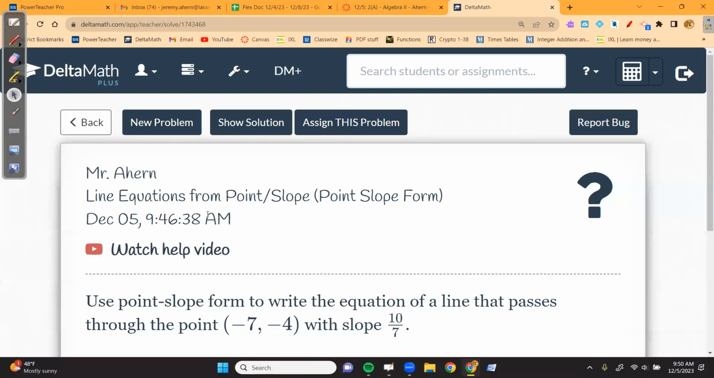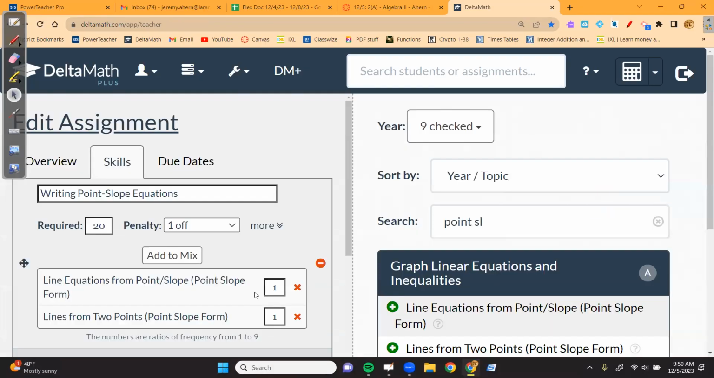All right. So when you get to your assignment, you'll have two types of problems. It won't take you long at all. It's just trying to get our minds back in the groove of writing equations from points and slopes and stuff, because we're headed back there after today's quiz. So you'll see a mixture, 20 problems picked from these two categories.